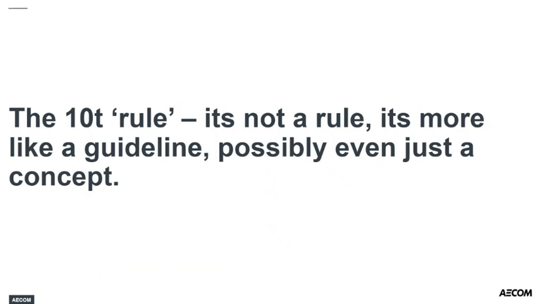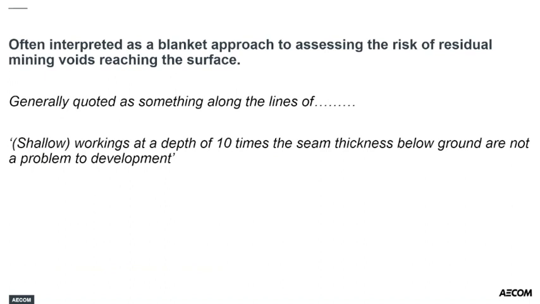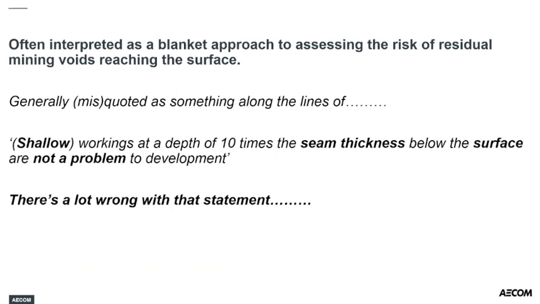So what is the 10 times rule? It's a rule that is often misinterpreted and uses a blanket approach to assessing the risk of residual mining voids reaching the surface, i.e. it's a rule used to consider if a site or a proposal is safe from the risk of residual mine workings. And it's generally quoted or misquoted as something along the lines of shallow workings at a depth of 10 times the seam thickness below ground level are not a problem to development. Now, there's a lot wrong with that statement. And so I've highlighted a couple of key terms there that I will come back to as we go through the presentation. So shallow, seam thickness, surface, and not a problem.